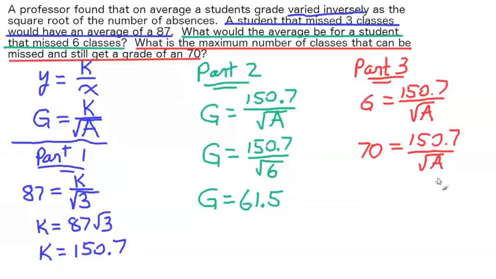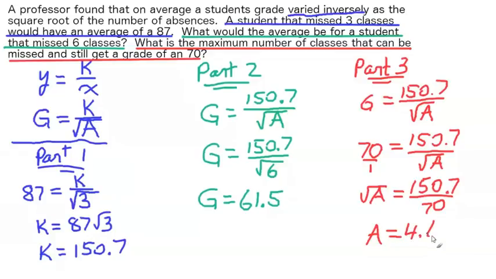So what we're trying to solve for here is this A. One neat trick we can pull is create a proportion out of this. And in proportions, the diagonals don't matter what order they're in. So I'm going to switch the 70 and the square root of A. So we get the square root of A is equal to 150.7 over 70. And then to solve this, we're just going to square both sides. So in my calculator, I'll figure out what 150.7 divided by 70 is, and then take that answer and square it. So we get about 4.63.